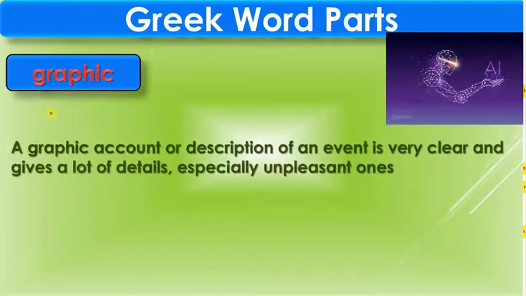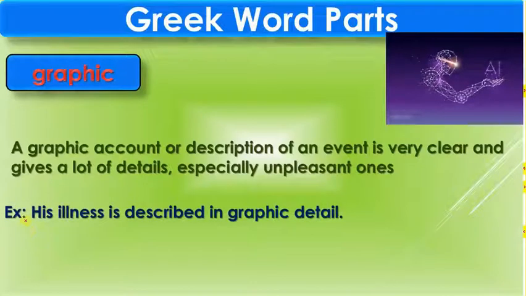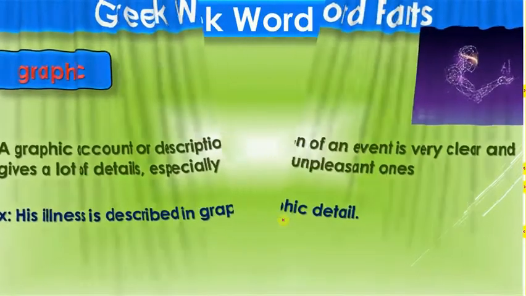Graphic. Graphic means a clear description. A graphic account or description of an event is very clear and gives a lot of details, especially unpleasant ones. For example, his illness is described in graphic detail, means it's described in very clear detail.